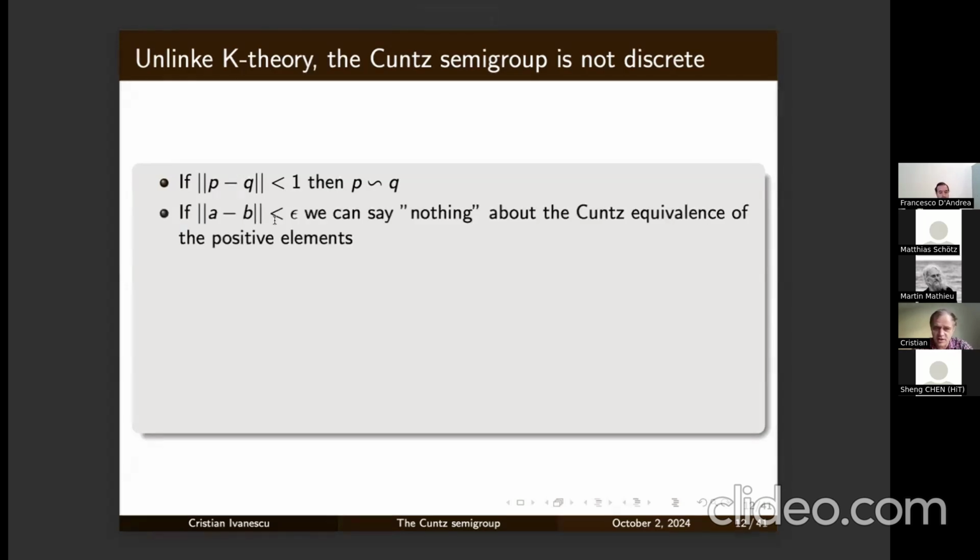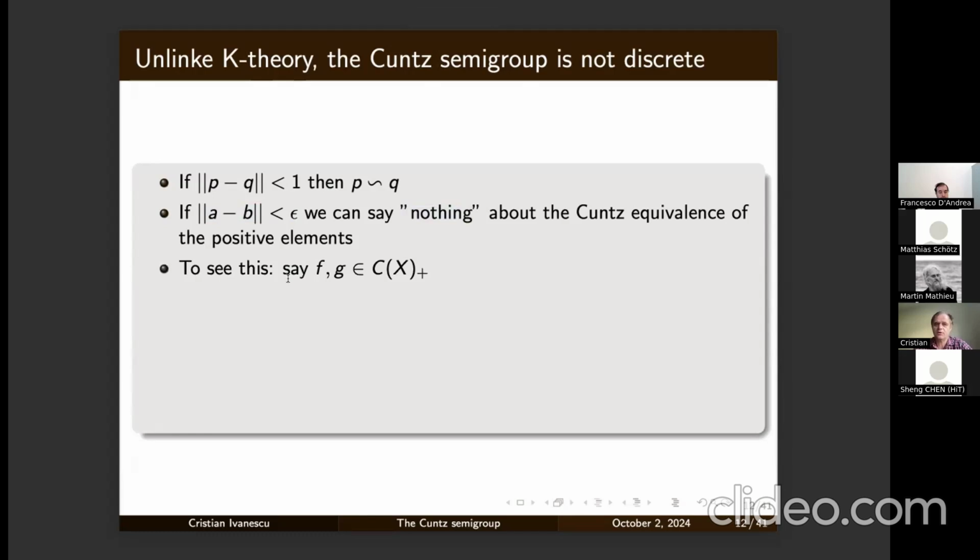Now, obviously, one can ask, what about the positive elements? Do we have anything like that? So let's start from the assumption that I have a and b positive elements, and in norm, they are less than epsilon. Now, the first observation is that we can say nothing about the Cuntz equivalence of these positive elements. This is why I titled this, unlike K-theory, the Cuntz semigroup is not discrete. This looks a bit surprising, so I want to explain why this is the case. And the way to do that, I'm going to look at an example.